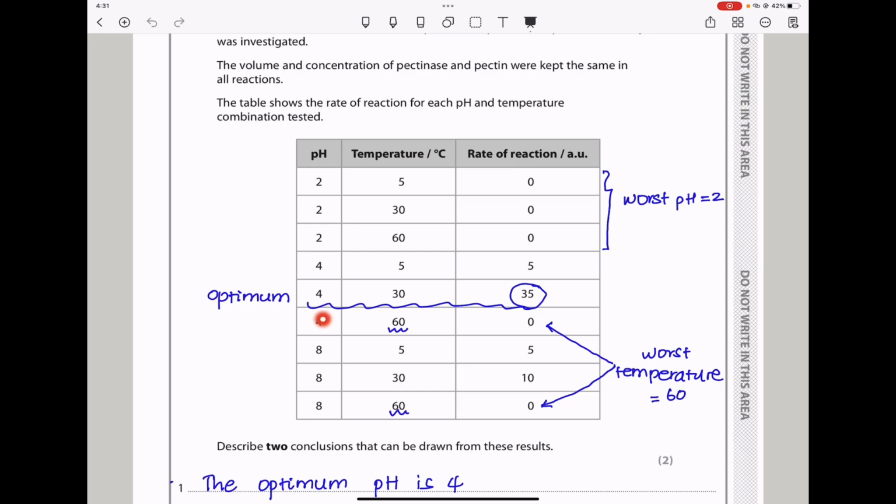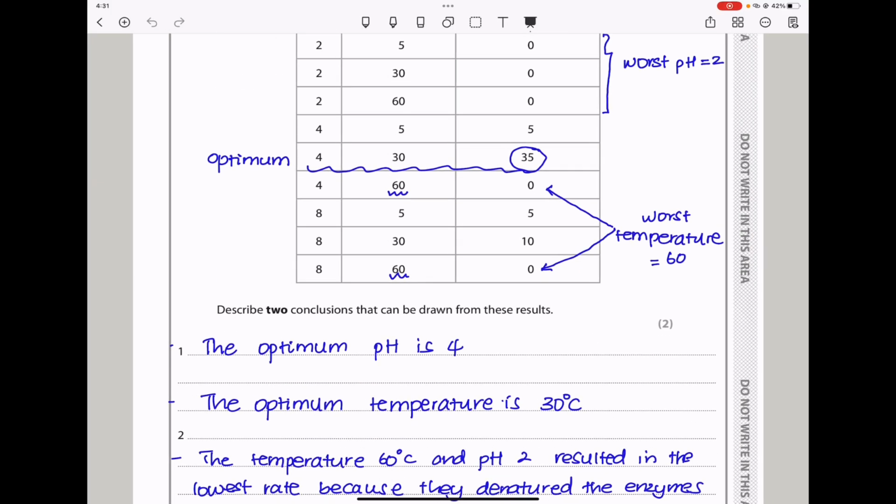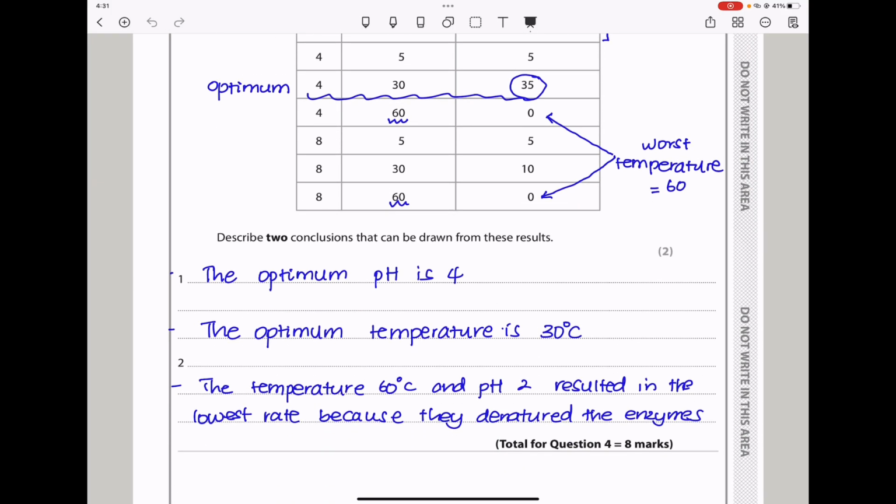However, down here we see the optimum pH, but at a higher temperature, and the rate was 0. This is because at this temperature, the enzymes are completely denatured. And up here we see at the perfect temperature, like we saw here, which is optimum, when the pH is 2, again the rate of reaction is 0, and that is because at pH 2, there is going to be denaturation of the enzymes. So down here they say, describe two conclusions that can be drawn from these results.